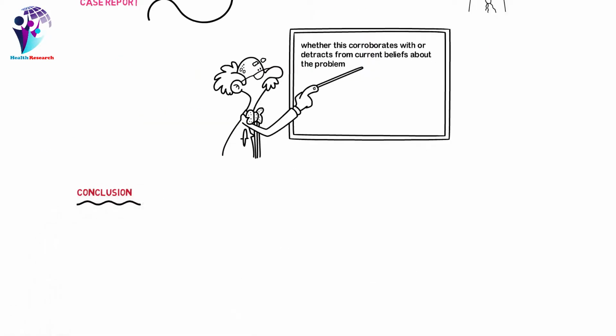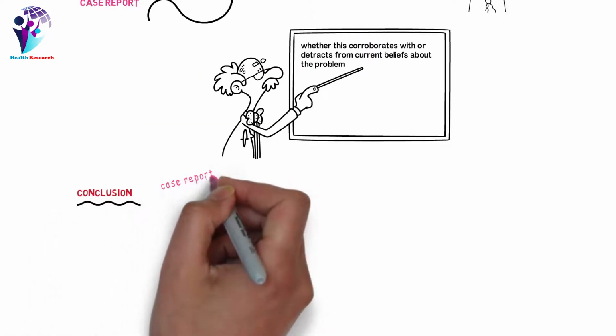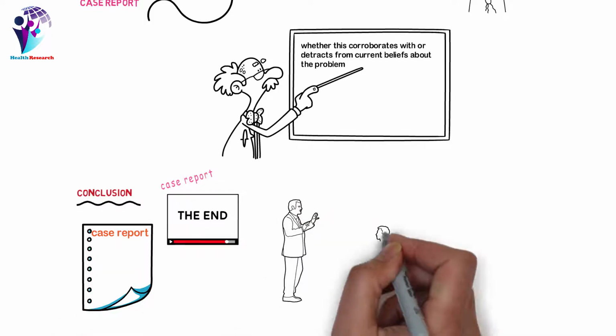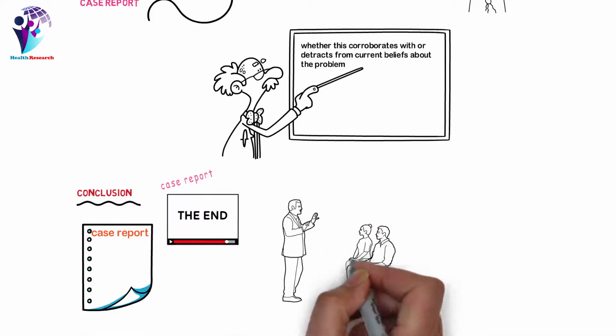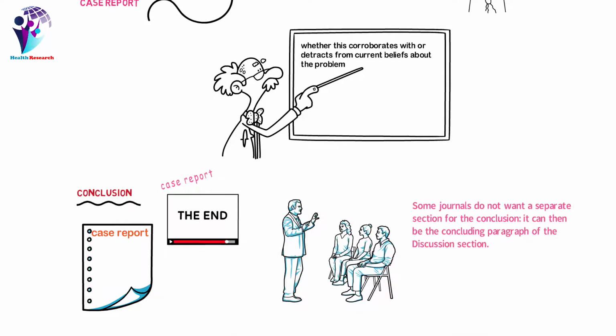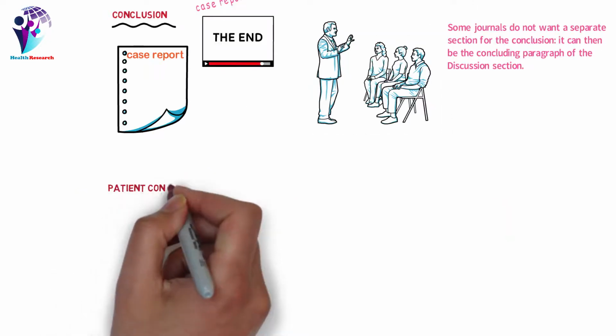A case report ends with a conclusion or with summary points, depending on the journal's specified format. This section should briefly give readers the key points covered in the case report. Here, the author can give suggestions and recommendations to clinicians, teachers, or researchers. Some journals do not want a separate section for the conclusion. It can then be the concluding paragraph of the discussion section.